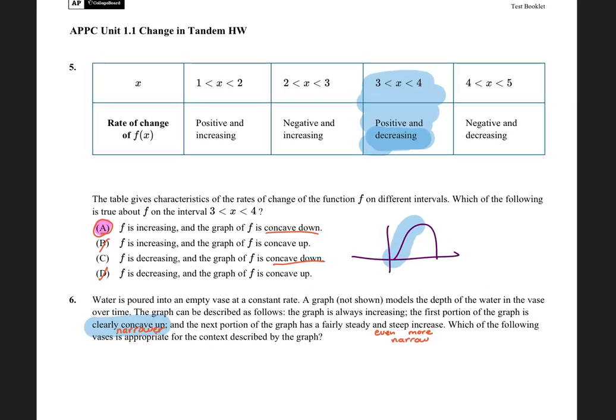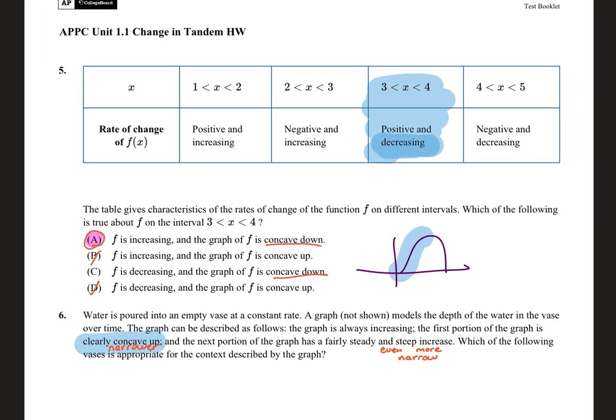All right, 5 said, which of the following is true about 3 to 4? From 3 to 4, the rate of change was decreasing, so that rules out B and D because I need it to be concave down. And then it's positive. If my rate of change is positive, that means it has an upward slope. If it has an upward slope, then that part of the graph is increasing, which is why A was the better choice.